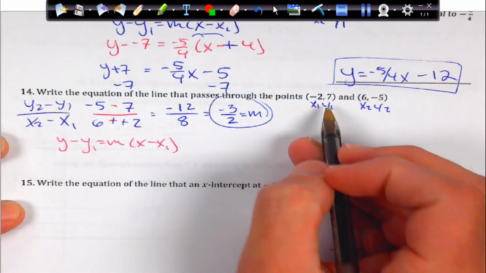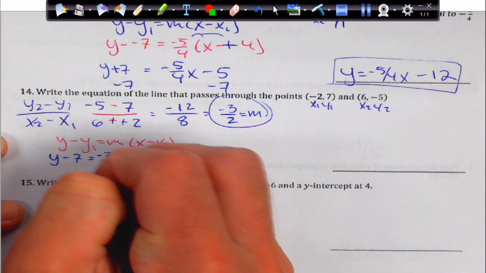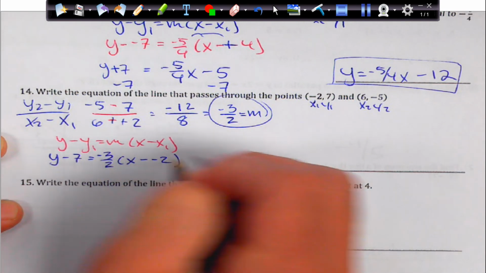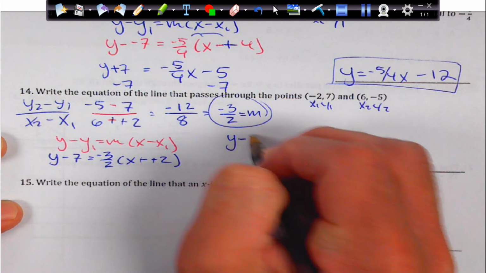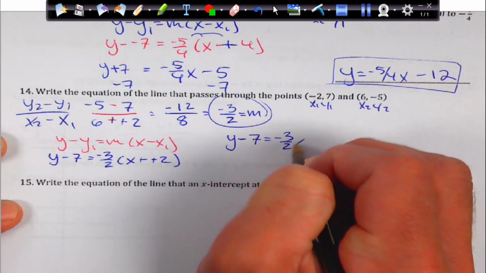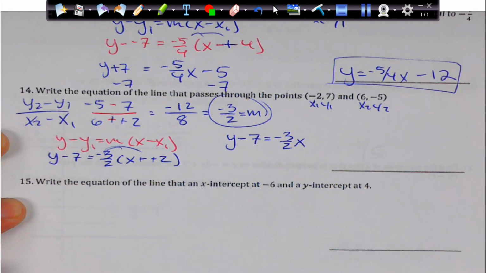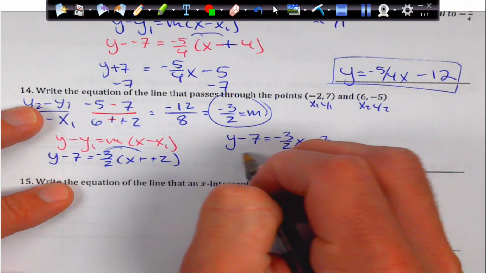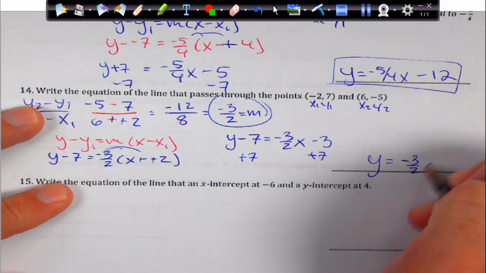Okay, so I plug my point in. y minus 7 equals my slope right there, negative 3 over 2, x minus a negative 2. That becomes positive. I distribute that, so I get y minus 7 equals negative 3 over 2x. And then when I distribute to times 2, notice the 2 is on the bottom, and I'm going to multiply the 2, so the 2's will cancel. So I'll just be left with negative 3. And you add 7 to both sides, and y equals negative 3 over 2x plus 4.